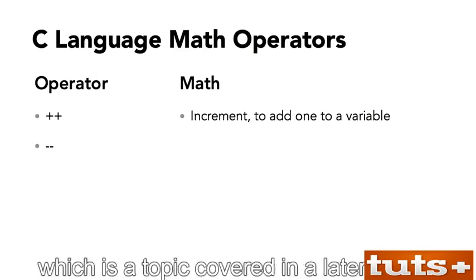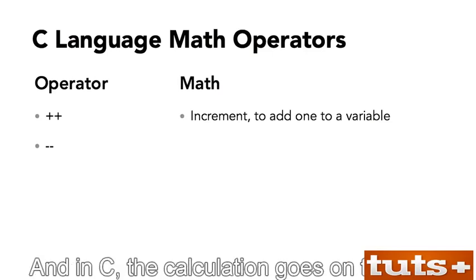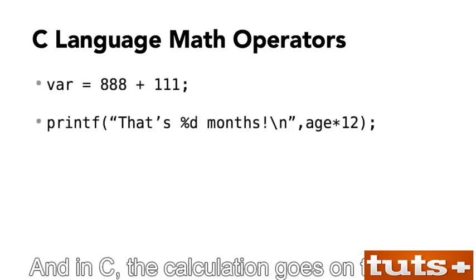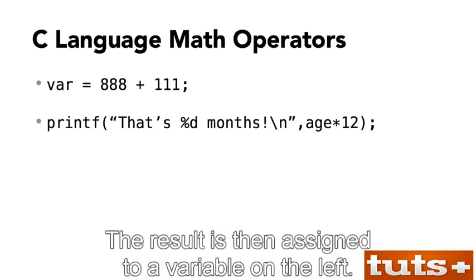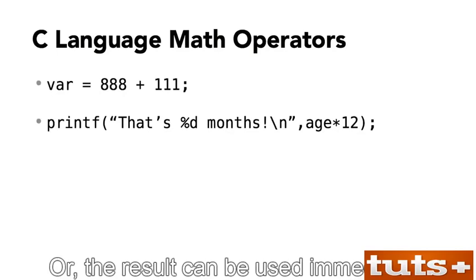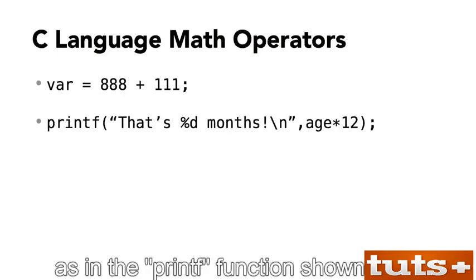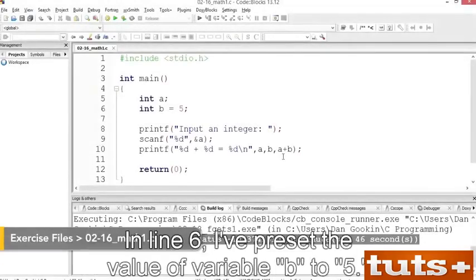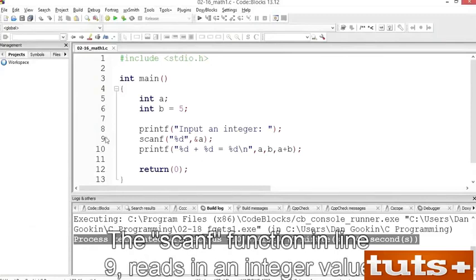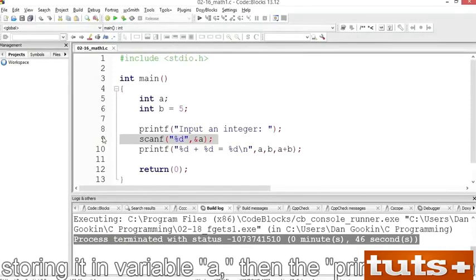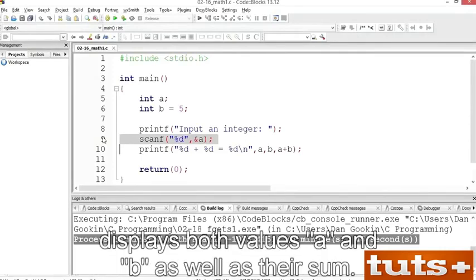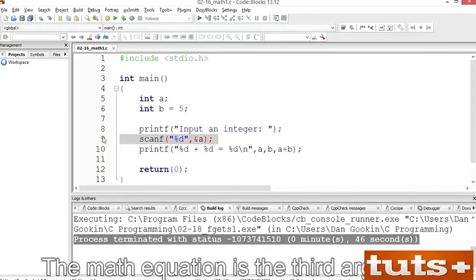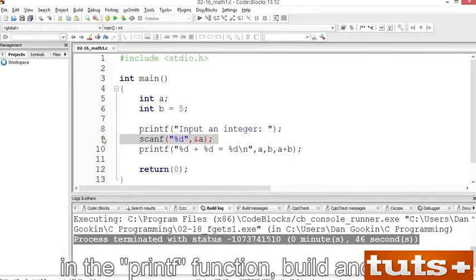And in C, the calculation goes on the right. The result is then assigned to a variable on the left, or the result can be used immediately, as in the printf function shown here. Two variables are declared, a and b. In line 6, I've preset the value of variable b to 5. The scanf function at line 9 reads in an integer value, storing it in variable a. Then the printf function displays both values a and b as well as their sum. The math equation is the third argument in the printf function. Build and run. Type in a value to see the sum of that value and 5.